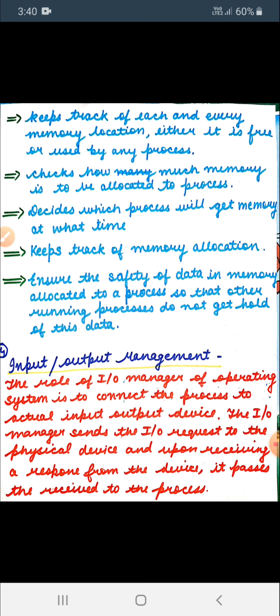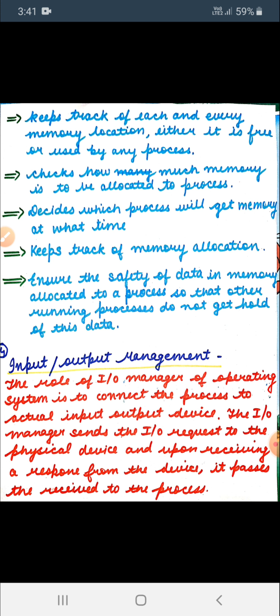First is to keep track of each and every memory location. Second is to check how much memory is to be allocated to the processes. Decide which process will get the memory at what time. Keep track of whenever some memory gets freed or unallocated, and update all the available memory. Last is to ensure the safety of data in memory allocated to a process so that other processes do not get hold of this data. And last is input output management.